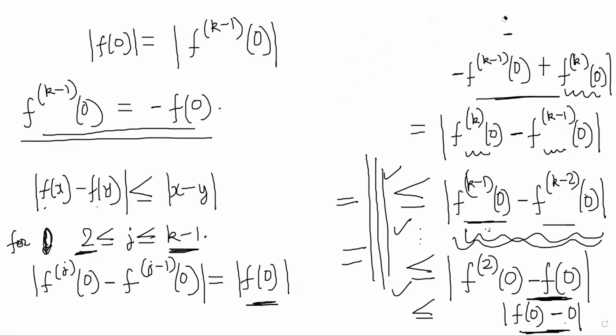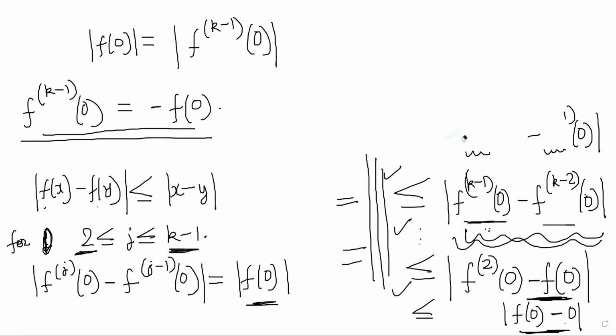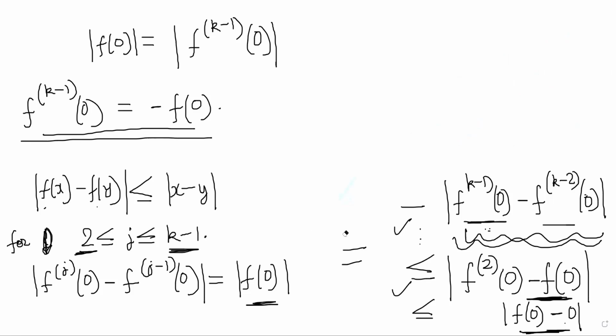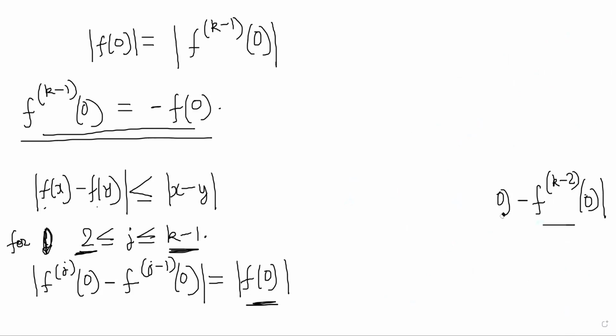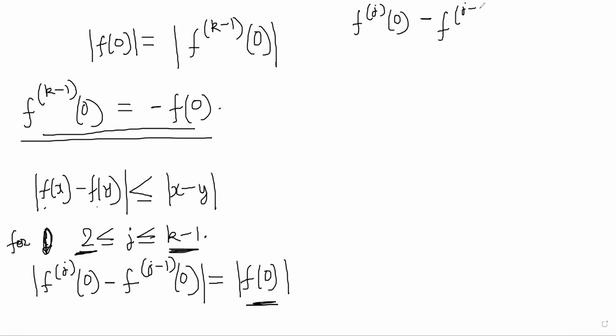We are getting f of j of 0 minus f of j minus 1 of 0 will be equal to plus minus f of 0, right? And j can go from 2 to k minus 1. We are getting basically f of j of 0 minus f of j minus 1 of 0 should be equal to plus minus f of 0 if you remove the mods from this step, right?